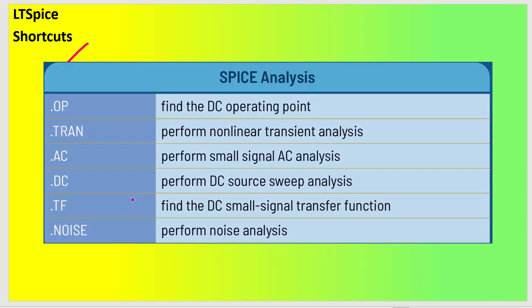If you have some SPICE analysis, then you can use .op for DC operating point, .tran for transient analysis, .ac for AC analysis. While performing the simulation, you will see .tran, which tells you that it is a transient analysis. .ac means AC analysis, .dc means DC analysis, .tf means transfer function, .noise means noise analysis. These are the shortcuts that you can understand for SPICE analysis.